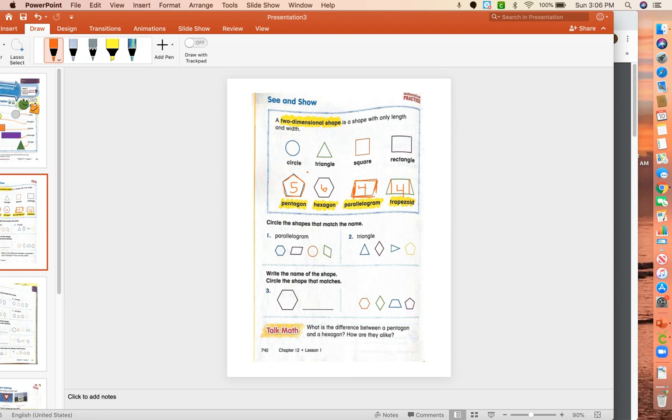So once again, we have, say it with me and point to it: circle, triangle, square, rectangle, pentagon, hexagon, parallelogram, and trapezoid.